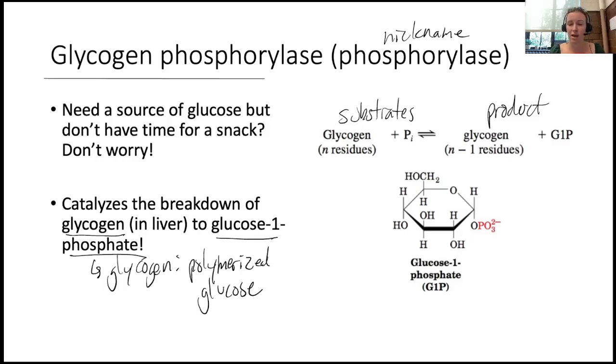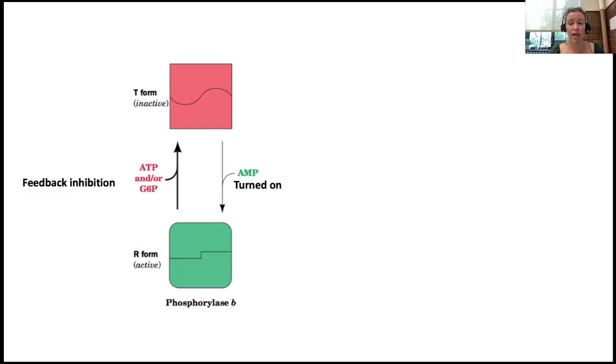So how is this enzyme controlled? It's a little bit complicated, folks, so we'll walk through step by step and then get a big picture at the end. So here is phosphorylase. Phosphorylase is inactive, but to turn it on, we can have high levels of AMP. AMP is a low energy signal.